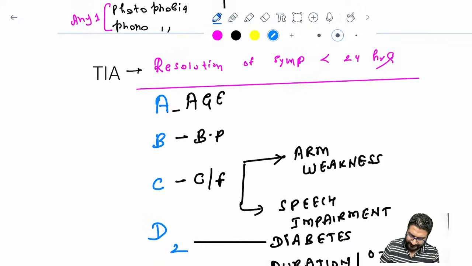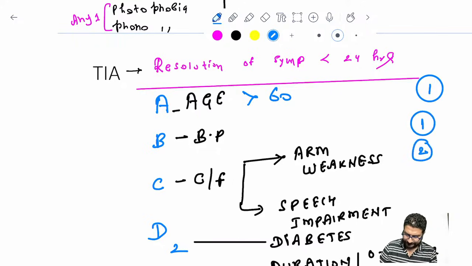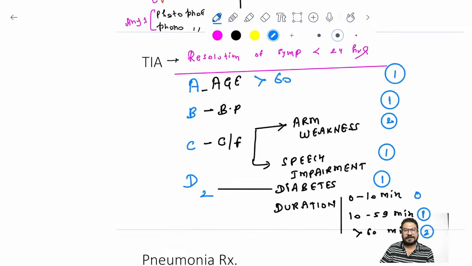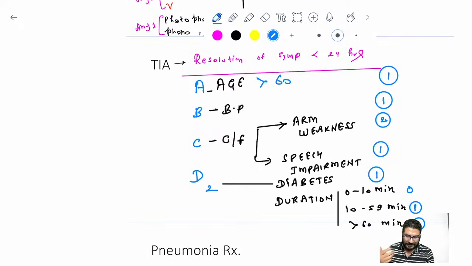So अगर patient की age 60 से ज़्यादा, if age is more than 60, then we give 1 point. If patient is hypertensive, then we give 1 point. Arm weakness, we give 2 points. Speech impairment, we give 1 point. Diabetes, we give 1 point. अगर 10 मिनट में ठीक हो गया, we give score of 0. 10 to 59 minutes, 1 point. More than 60 minutes, we give 2 points. So understand this thing. More the score, more is the chance of stroke in future. जितना ज़्यादा स्कोर होगा उतना स्ट्रोक के चांस बढ़ जाएंगे.